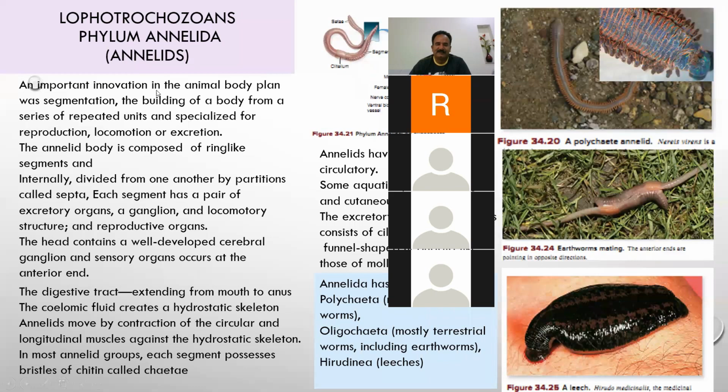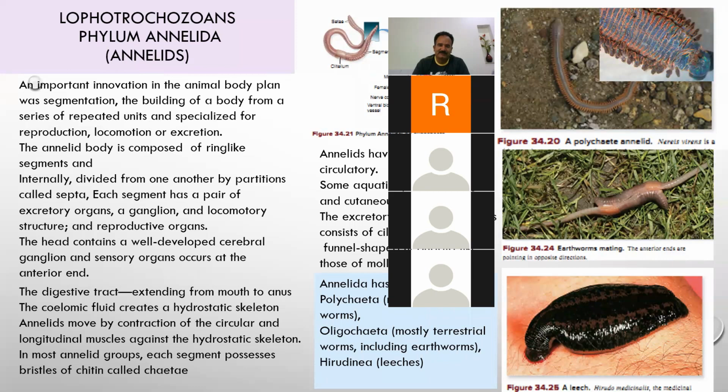So we have studied another advancement in the case of annelids. These animals are metamerically segmented animals. Metameric segmentation is that type of segmentation in which the organ systems are repeated in every segment. Each segment or chamber is divided from the other chamber by means of septa. Each segment has an independent excretory system, ganglion, locomotory system, and reproductive system. Locomotory organs like parapodia and chaetae are present on the lateral side of the organism.